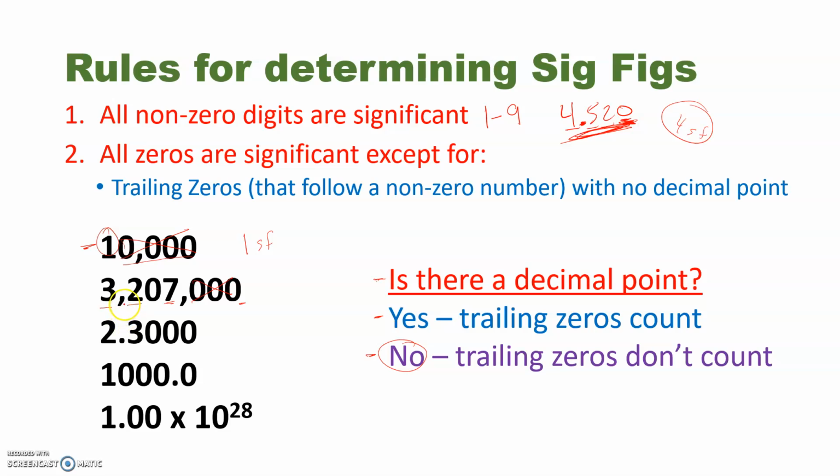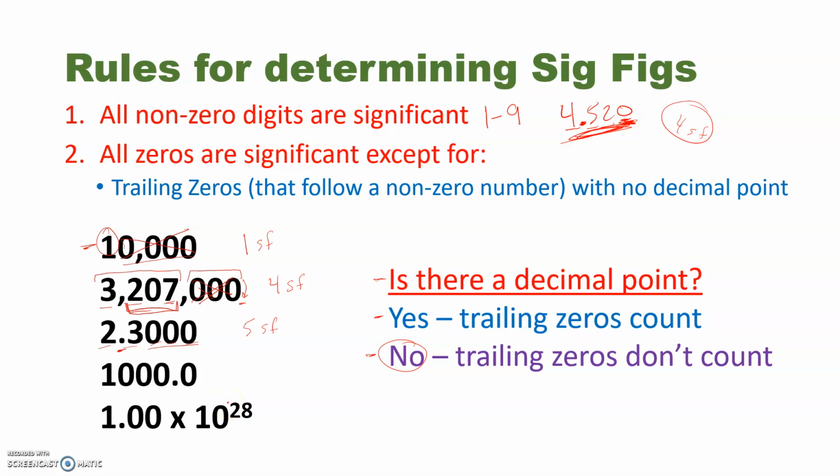There's another little rule here that I don't think I've actually written down. If a 0 is sandwiched between non-zero numbers, it counts. So all 4 of these are significant, but these are trailing with no decimal. So these don't count, these 4 do, so this has 4 sig figs. Here, yes, we do have a decimal. So now these trailing zeros do count. So I have 1, 2, 3, 4, 5 sig figs.